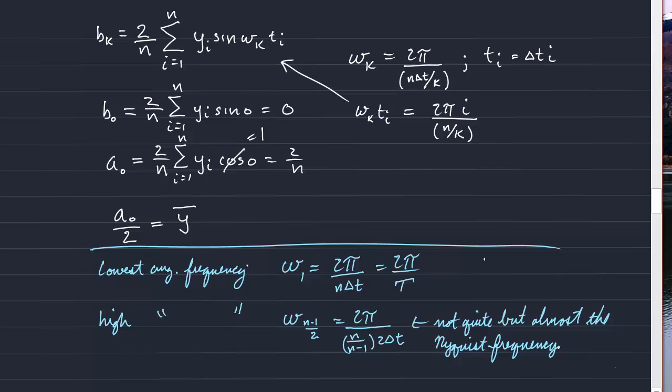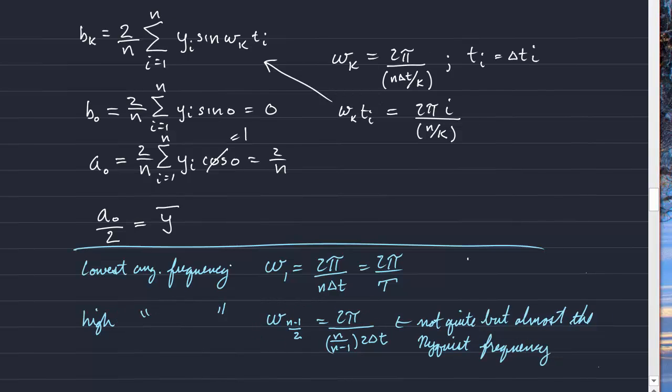Recall that for simplicity, we restricted ourselves to an odd data record. And with an odd data record, this is the highest frequency that we can describe. With an even number of measurements, we would reach the Nyquist frequency, and that is omega n over 2, and that's equal to 2 pi over 2 times delta t. Again, the shortest period that we can resolve is twice the sampling interval of our record.